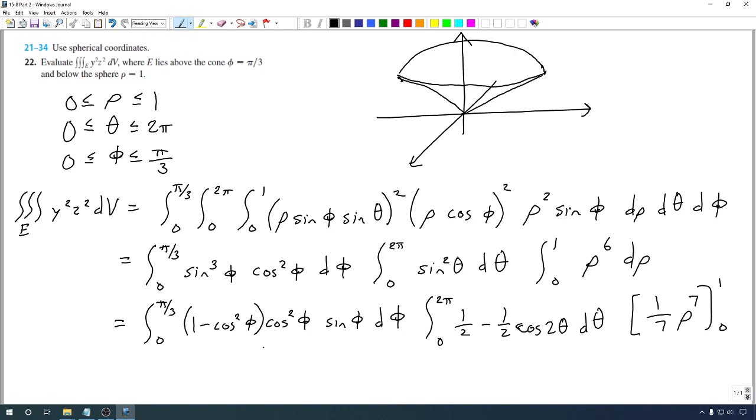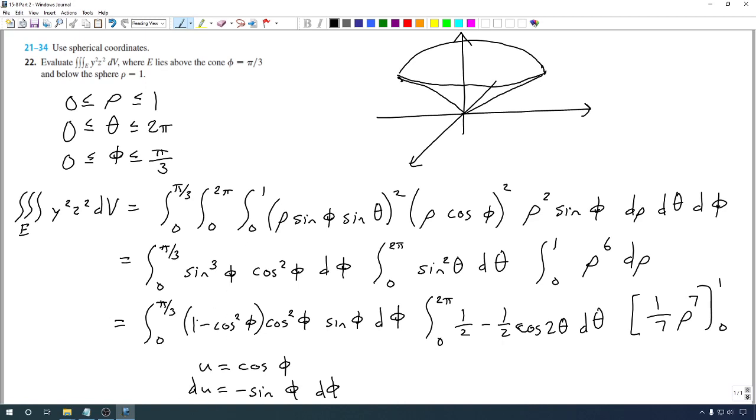For this first part, the reason why we like to do that is we want to set u equal to cosine of phi. That means that du is negative sine phi d phi. And so that's why we like to have that extra sine there. The sine phi d phi is going to turn into a negative du.